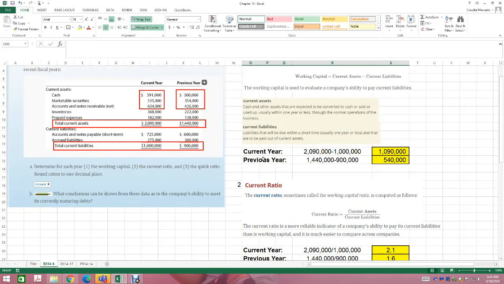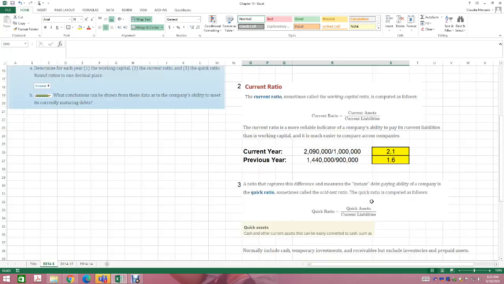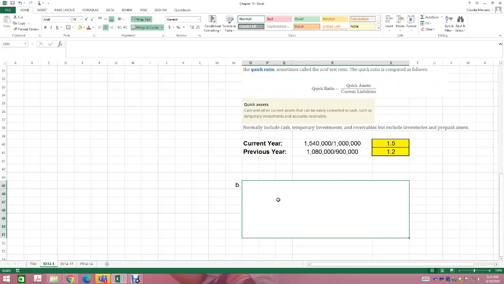If we look here at the working capital first, the previous year we had working capital of 540,000. It increased to 1,090,000. So we saw improvement in our working capital. My current ratio went from 1.6 to 2.1. It increased from the previous year to the next year. So that demonstrates improvement in our ability to pay our current debt. My quick ratio went from 1.2 to 1.5, also noting improvement.